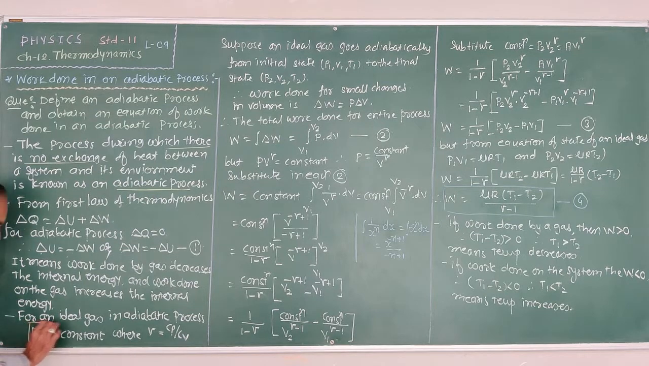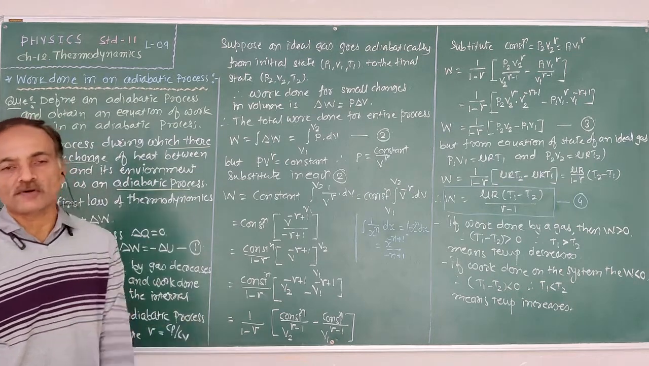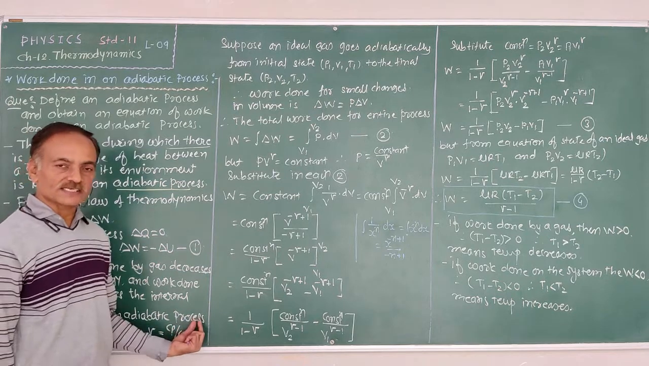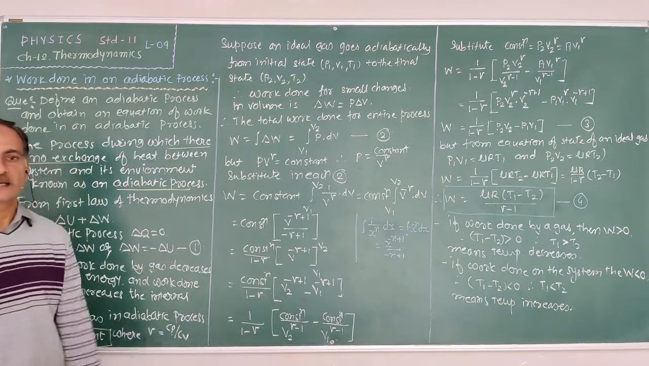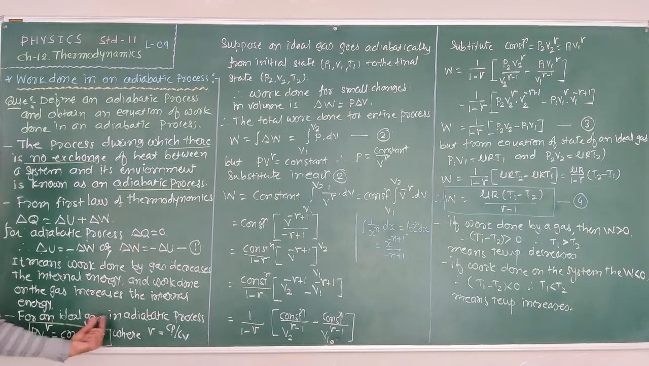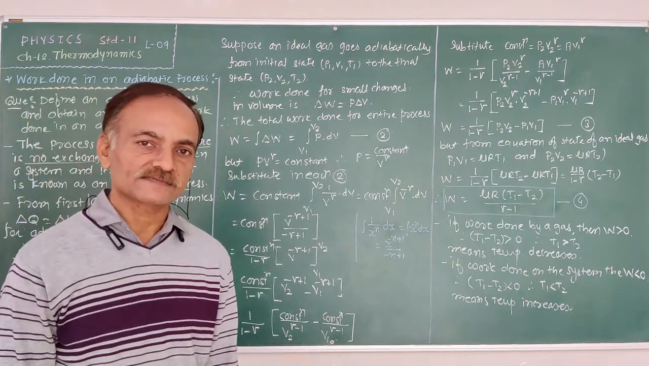Now keep in mind this relation. For adiabatic process, PV to the power gamma is equal to constant. Here the gamma is equal to Cp upon Cv. Cp is the specific heat capacity at constant pressure and Cv is the specific heat capacity at constant volume. So in short, for an ideal gas in adiabatic process, PV to the power gamma is equal to constant. Now we are interested to obtain the work done for adiabatic process.